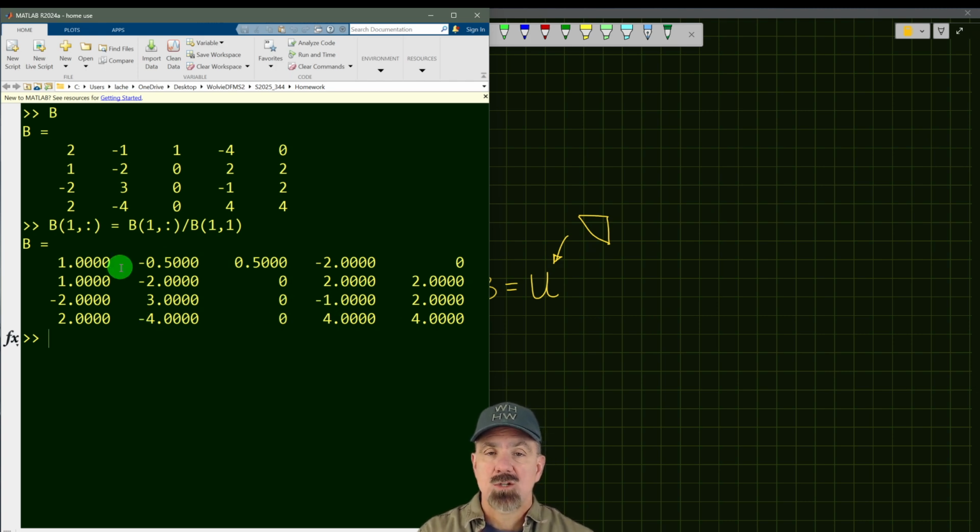Now, what's the next thing we do in Gaussian elimination? We're going to use this leading 1 here to eliminate the 1 and the -2 and the 2. So let me just show you how this goes. So B, second row, the second row is going to be equal to what? It's going to be equal to the second row minus 1 copy of the first row.